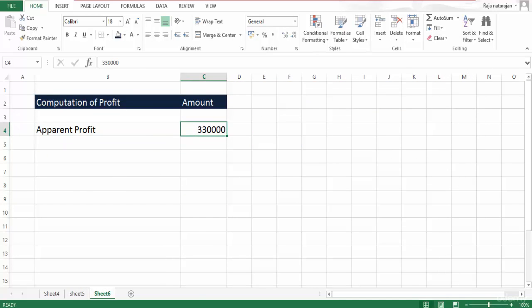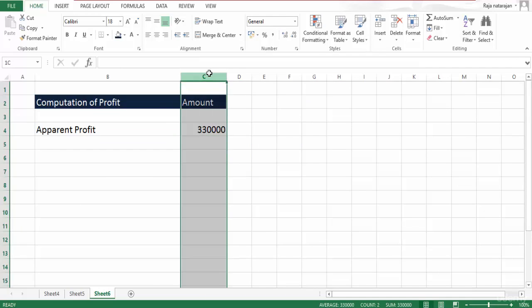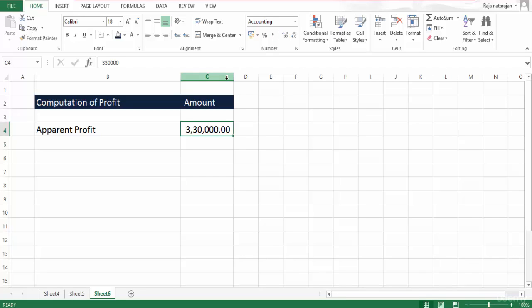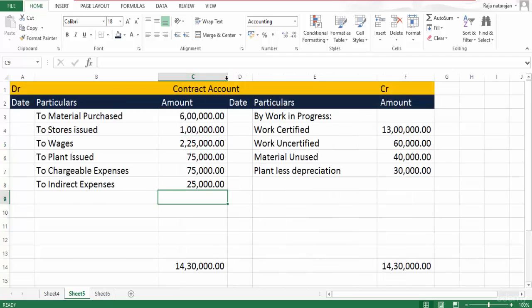Now this 3,30,000, which is the apparent profit, but this cannot be completely recognized in profit and loss account. Why? Because the work is not fully completed. So what is the proportion of work that got completed? So how do we find?